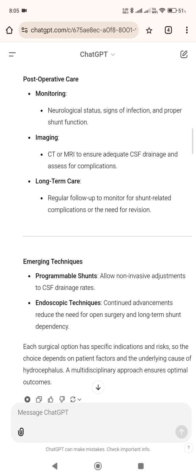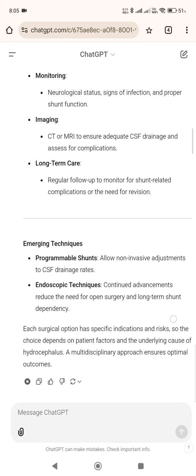Postoperative care. Monitor neurological status, signs of infection, and proper shunt function. Imaging. CT or MRI to ensure adequate CSF drainage and assess for complications. Long-term care. Regular follow-up to monitor for shunt-related complications or the need for revision.